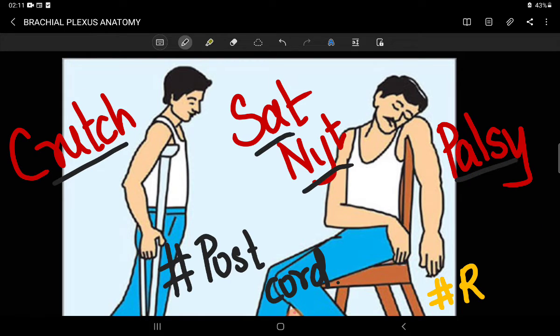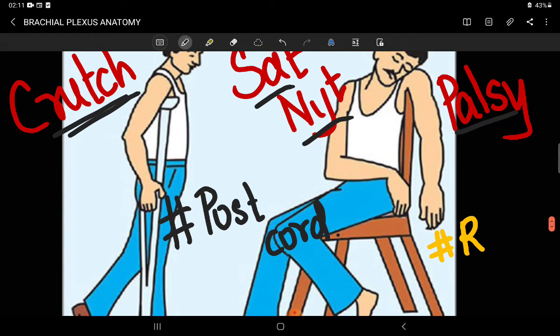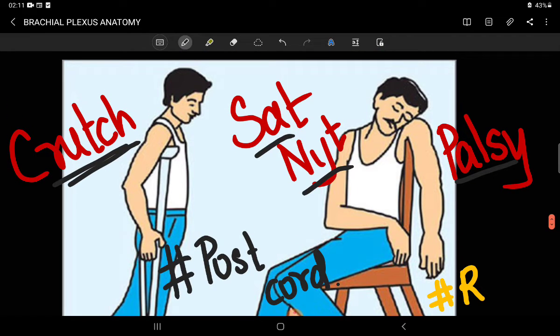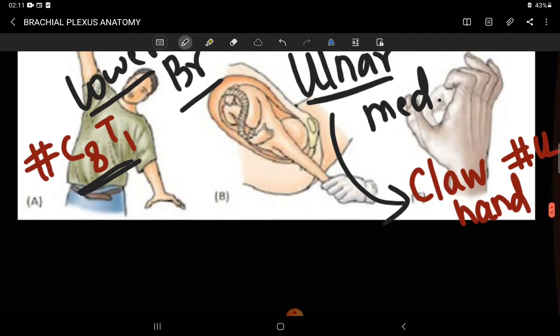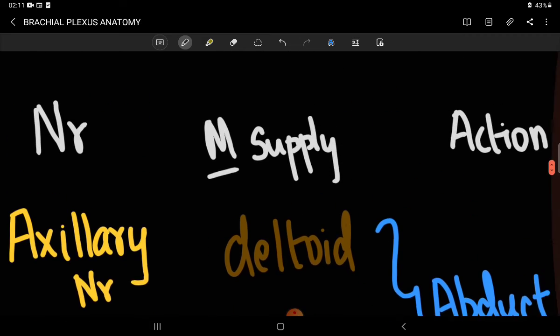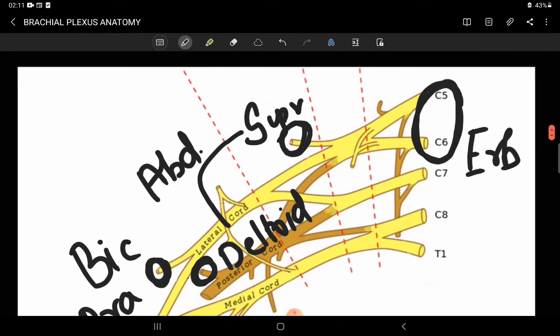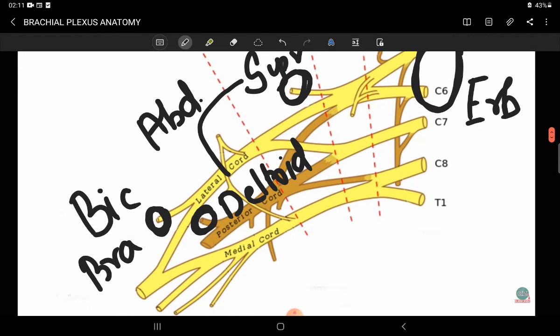Then the last palsy is crutch palsy or Saturday night palsy. So crutch palsy is nothing but persons who are handicapped, who are using axillary crutch for a long time. Also alcohol binge drinkers who tend to fall asleep with their hands in this abnormal position. They tend to put a big pressure on the axilla, so that the posterior cord will be affected. As you already know from this diagram, the posterior cord supplies the axillary nerve and also the radial nerve.